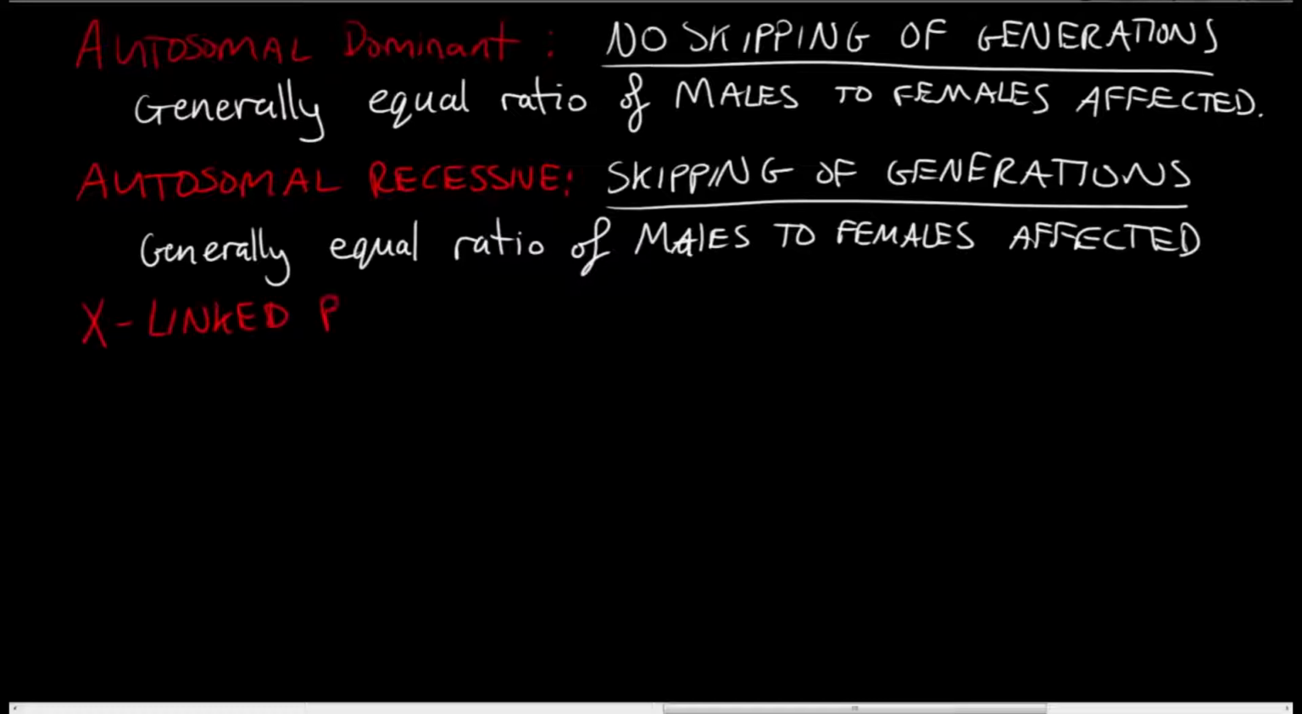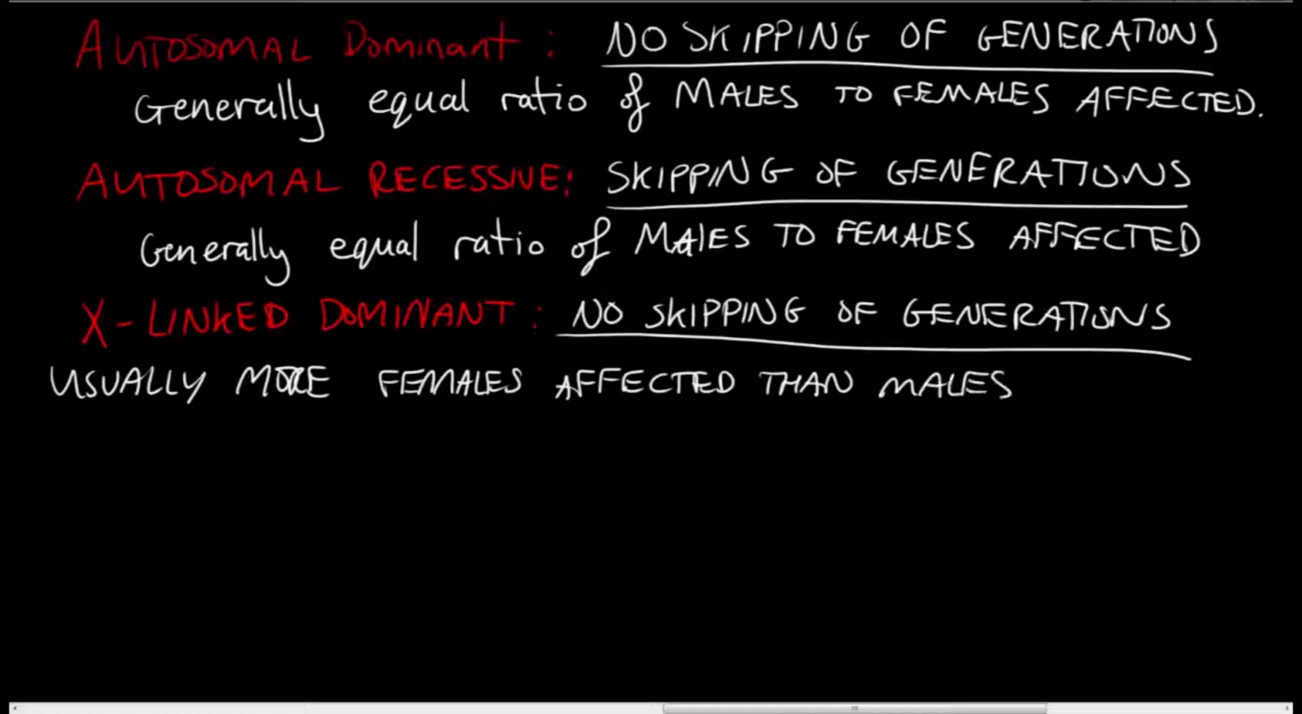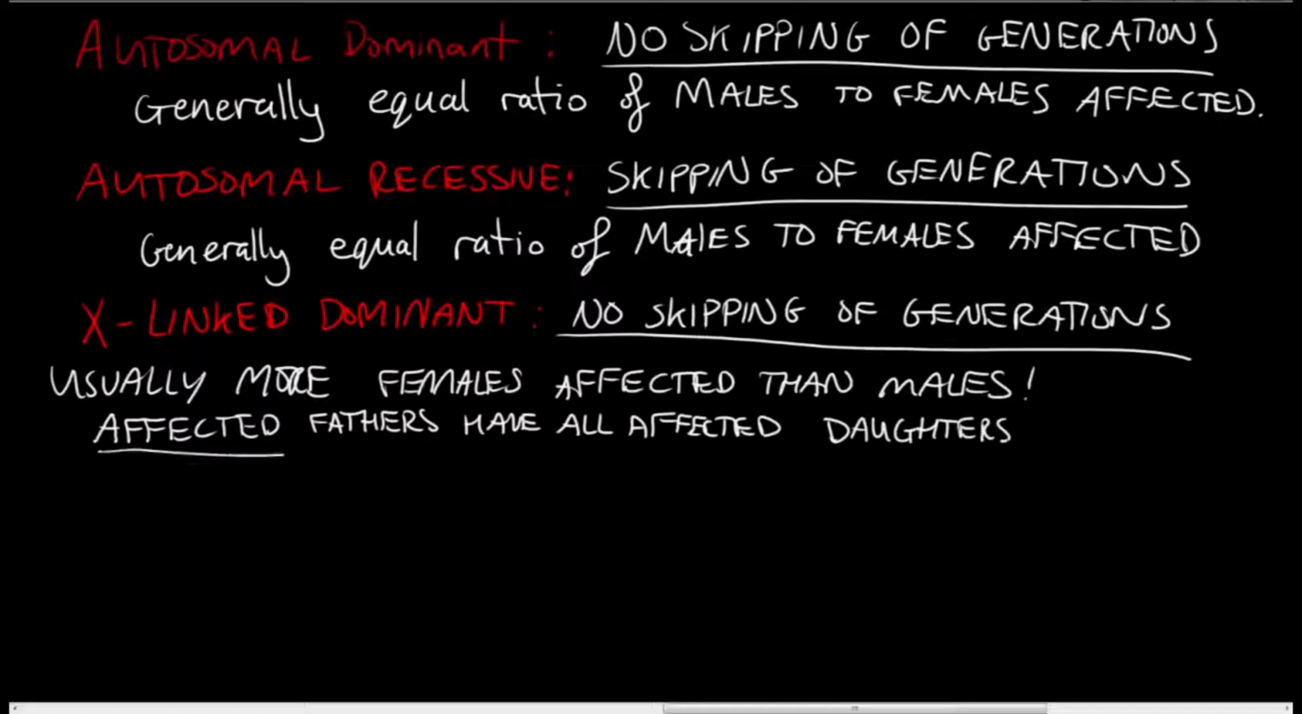With X-linked dominant, again it's dominant, so there is no skipping of the trait in the generations. I hope you're taking notes. But this time, usually more females are affected than males, because all affected fathers have all affected daughters. And we'll see some of these patterns when we practice in a minute.